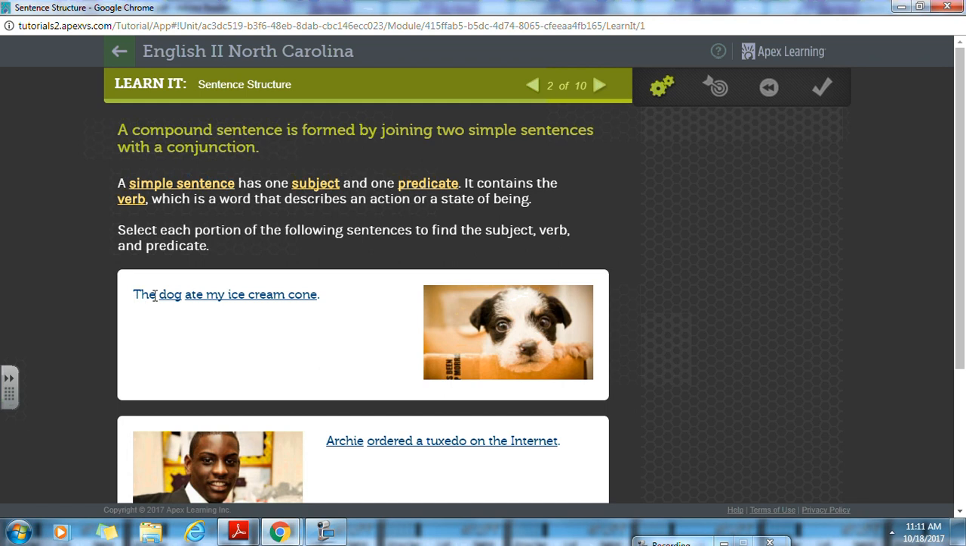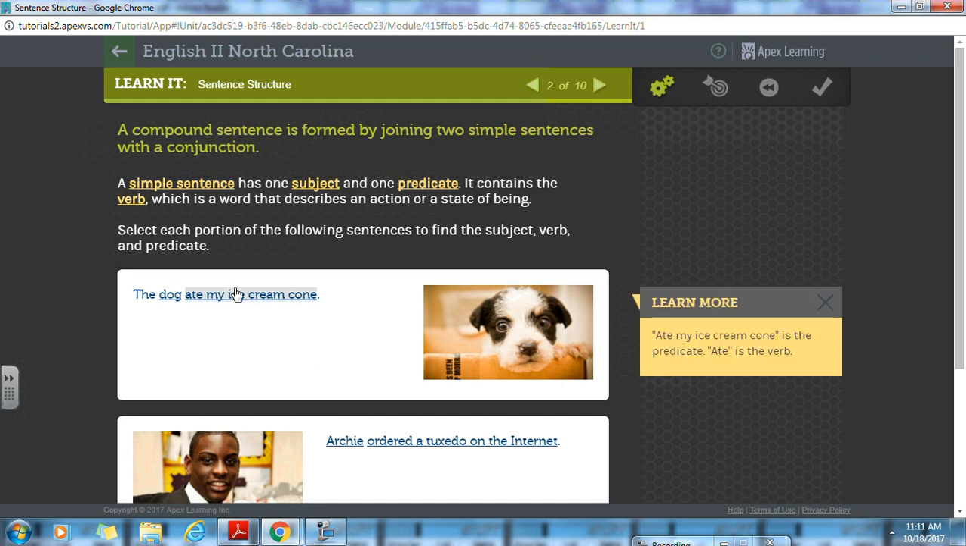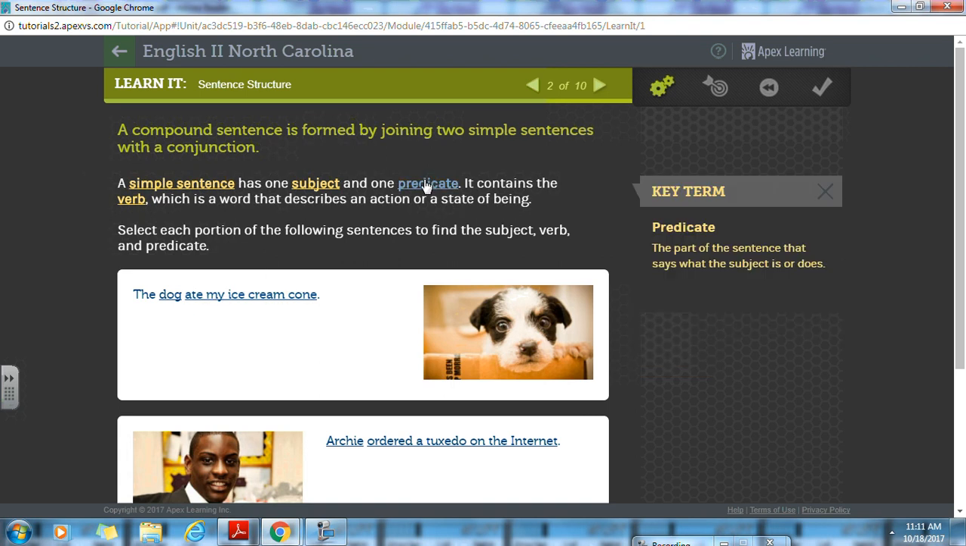So right here, the dog ate my ice cream. The dog is the subject of the sentence. It's what is doing the action. Ate my ice cream cone is the predicate. So remember, the predicate is simply the part of the sentence that says what the subject is or does. So in a simple sentence, you have one subject and one predicate.